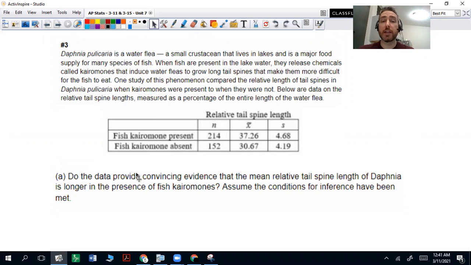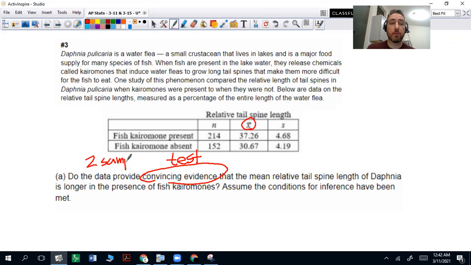Do the data provide convincing evidence that the mean relative tail spine length of Daphnia is longer in the presence of fish pheromones? Assume the conditions for inference have been met. So let's first focus on this. Convincing evidence test. 2 samples means it's a 2-sample t-test. And so we're getting it for the difference, right? So that's what we're doing, a 2-sample t-test for the difference in means.